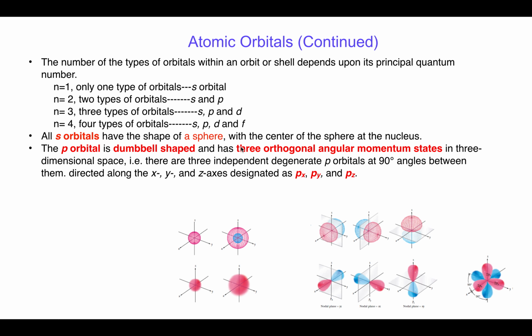Now this p orbital has three orthogonal angular momentum states in three-dimensional space. That is, there are three independent degenerate p orbitals at 90-degree angles between them, and these are directed along the x, y, and z axis, designated as px, py, and pz. These orbitals are different only on the basis of their orientation in space. Otherwise, they have the same energy values. So that's why these are called degenerate orbitals. Degenerate orbitals mean orbitals having the same energy.